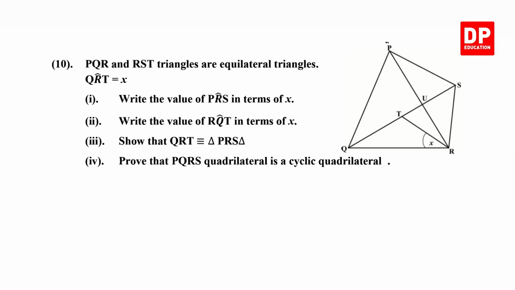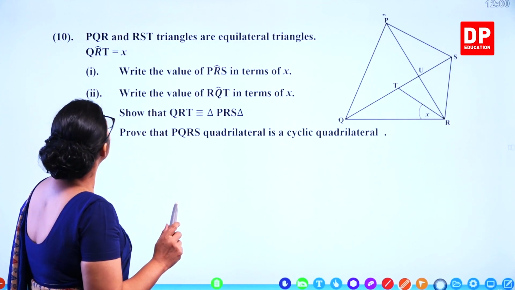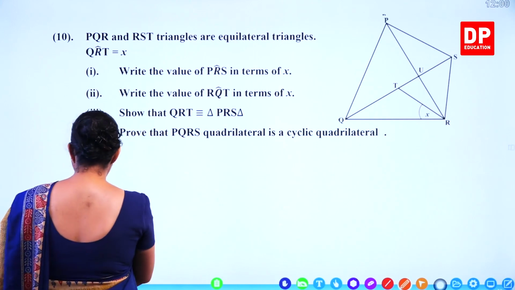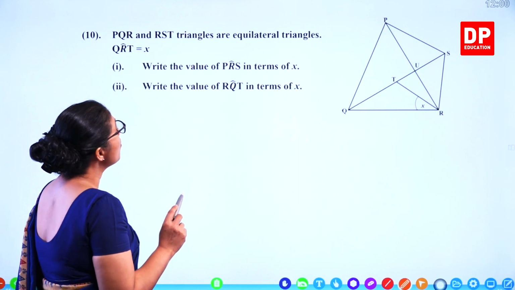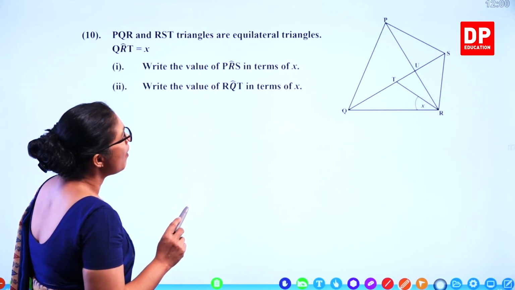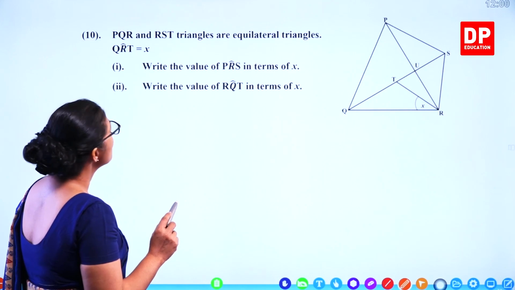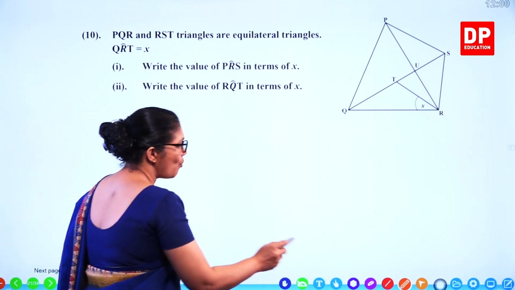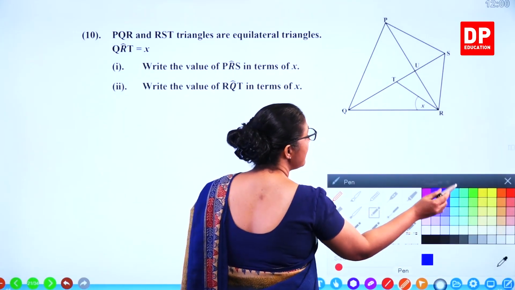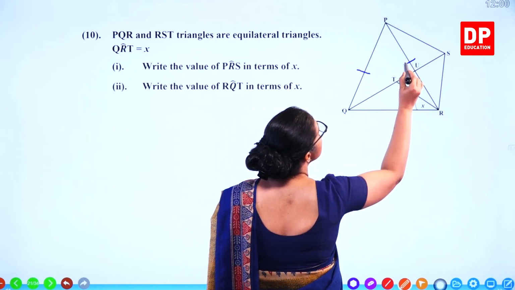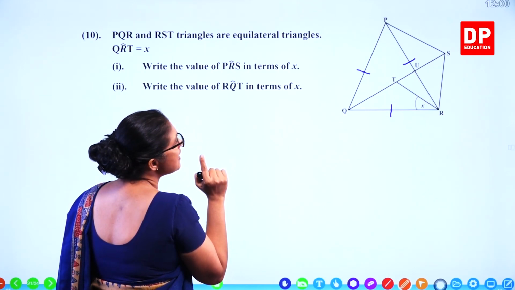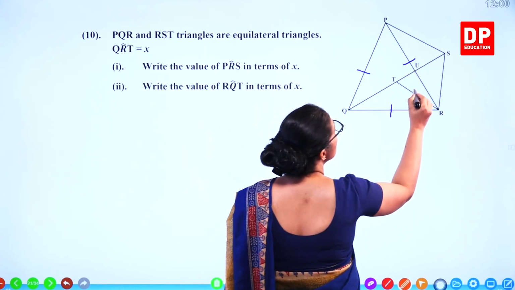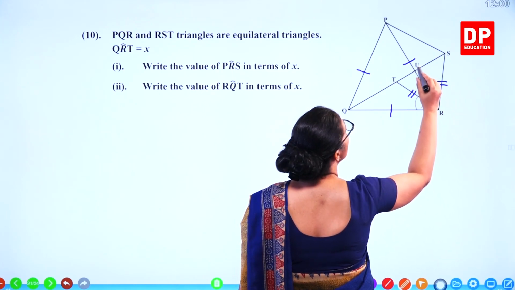Question number 10. So this is about proofs again. You get triangles. So 4 parts are there. So we'll do separately. PQR and RST triangles are equilateral triangles and QRT angle is X. So PQR. So we'll mark all sides are equal and angles are 60 degrees. So all these sides are equal. And RST also, all sides are equal.